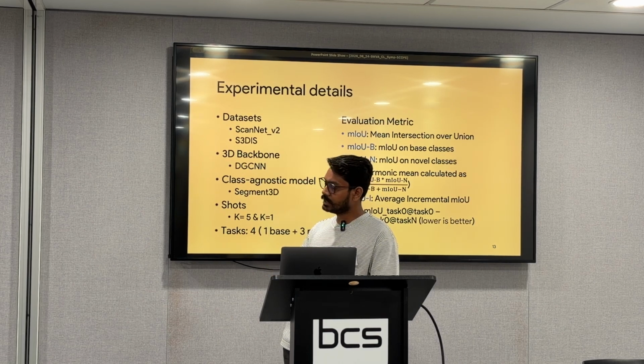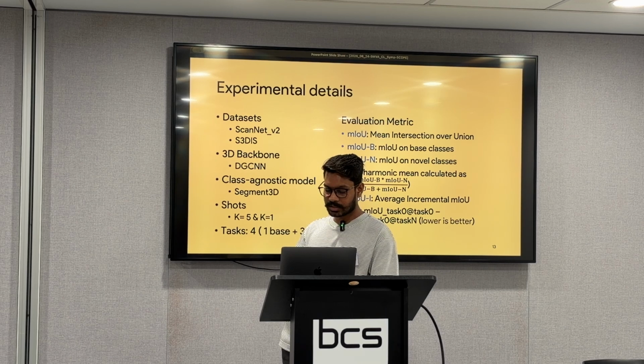So these are the experiment details. We tested this method on two 3D datasets, ScanNet and S3DIS. For the backbone, we use a DGCNN. For the class-agnostic model, it was Segment3D. We tried with k equal to 5 and 1 shot. There are a total of 4 classes: one base and 3 novel classes.